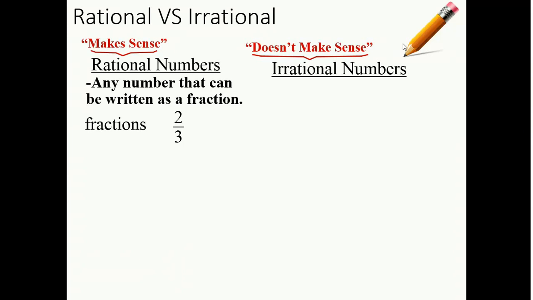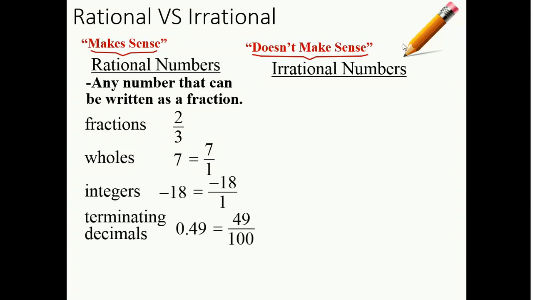Fractions are an example of that. You can write wholes, so 7, which is 7/1, right? Integers, so -18. Terminating decimals. Terminating means ends, kind of like the Terminator, so it ends. That's what terminating means. Repeating means it goes on forever. So you see how that 7 has a line on top? That means it's repeating. So repeating decimals are also rationals.